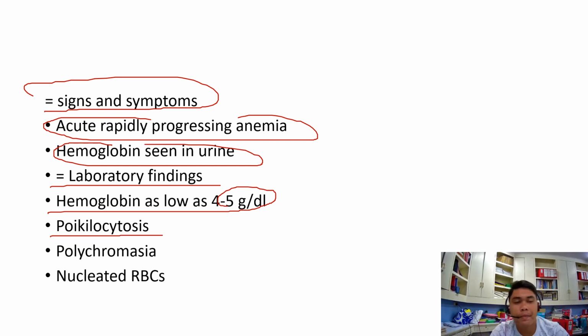Poikilocytosis, okay. Then you have polychromasia and nucleated RBCs. So increased nucleated RBCs because you have increased destruction of red blood cells, so your body will produce more RBCs, and usually it's nucleated because it's immature. Okay.